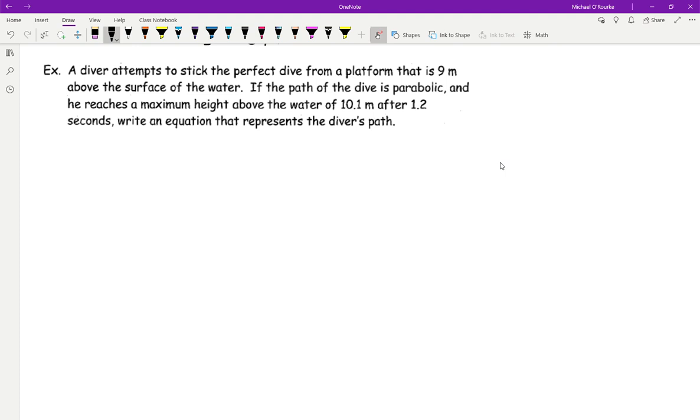I want you on your sheet of paper to draw a diagram and attempt to figure out the following thing. The first thing I want you to do is draw your picture, right? And try to figure out the vertex and a point for this before I start.